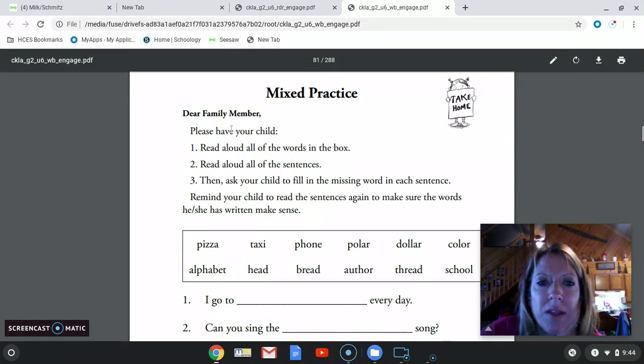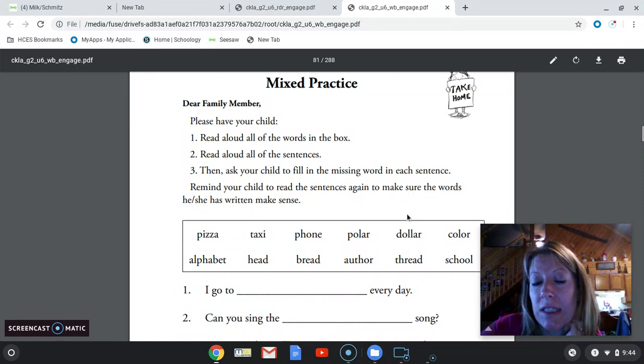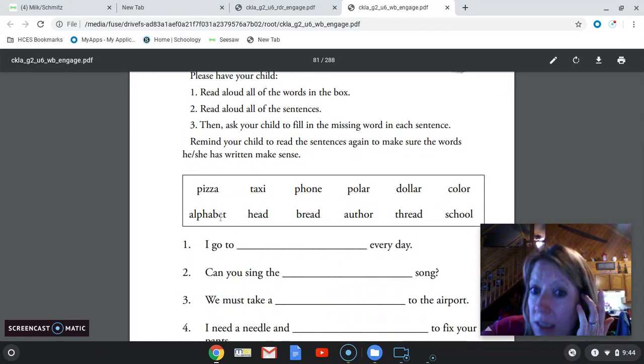It says, Dear family member, please have your child read aloud all the words in the box. Read aloud all the sentences. Then ask your child to fill in the missing word in each sentence. Remind your child to read the sentences again to make sure the words he or she has written make sense. So again, this is practicing some sounds we've learned.